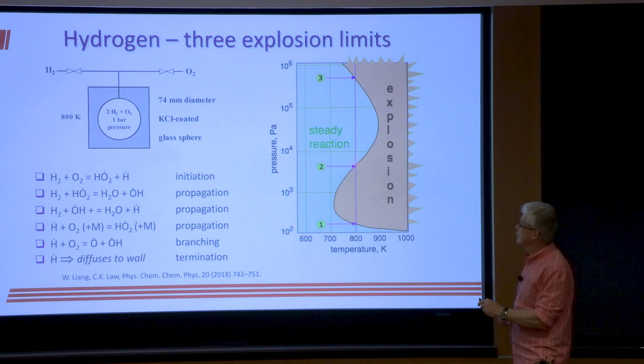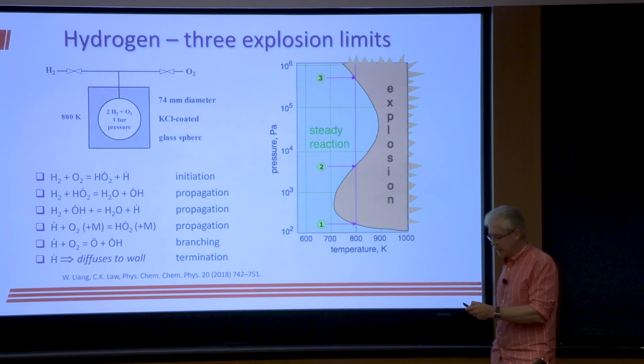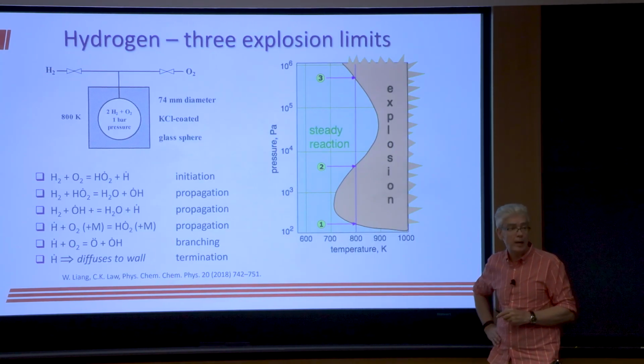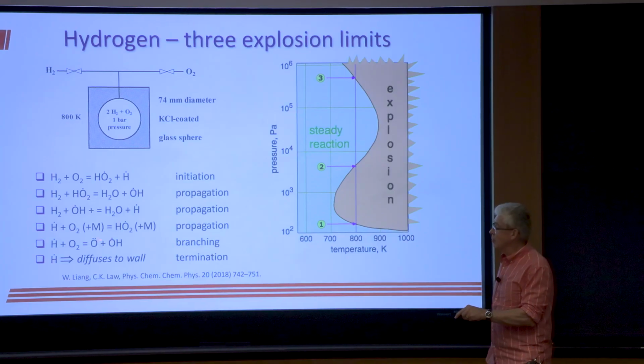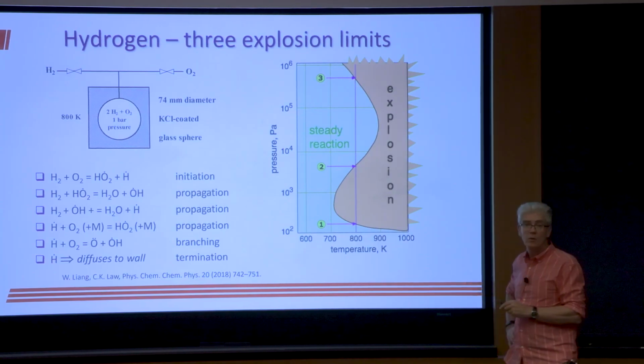And now the concentration of M is big enough that that rate competes with the main chain branching reaction, H plus O2 gives O plus OH. And so we don't get explosion anymore. We get steady reaction. Okay?